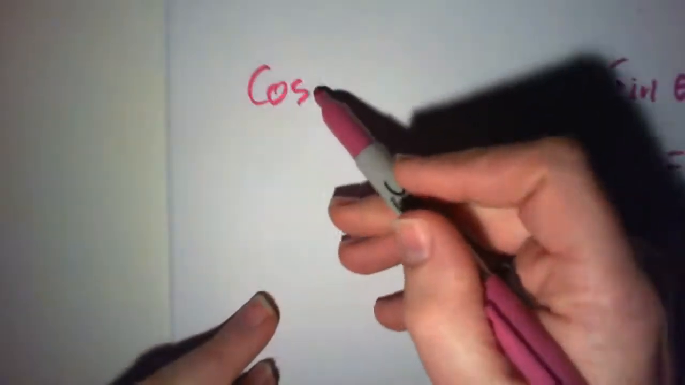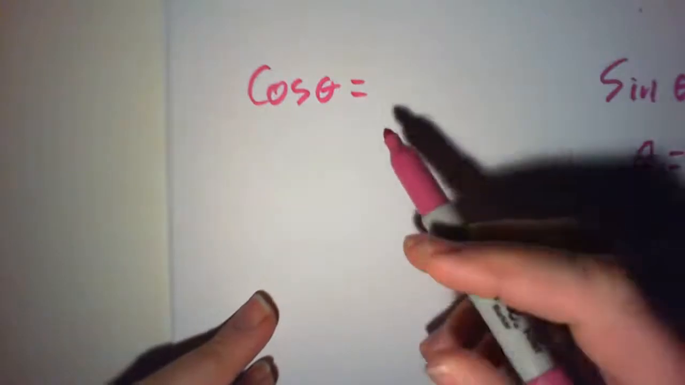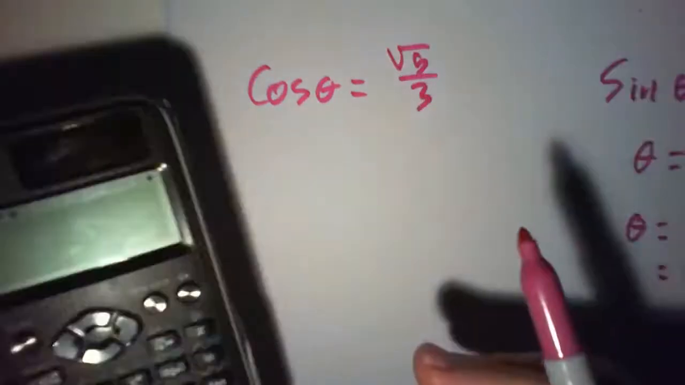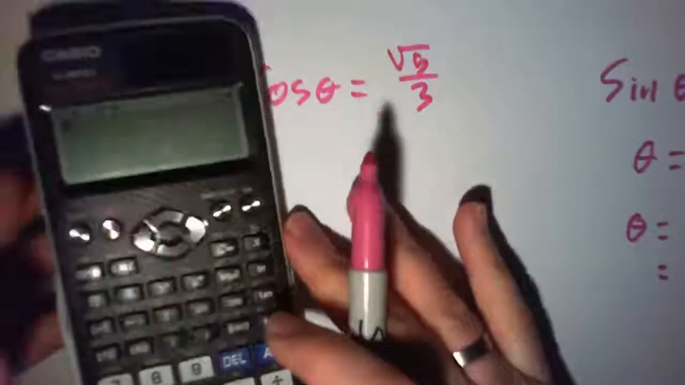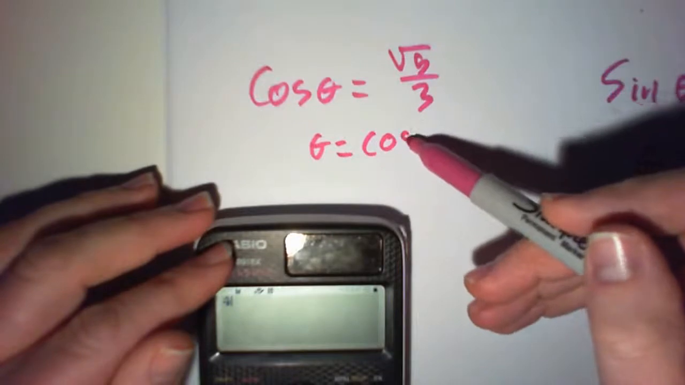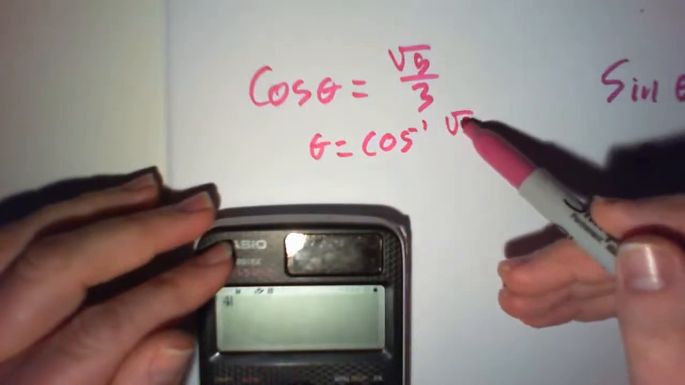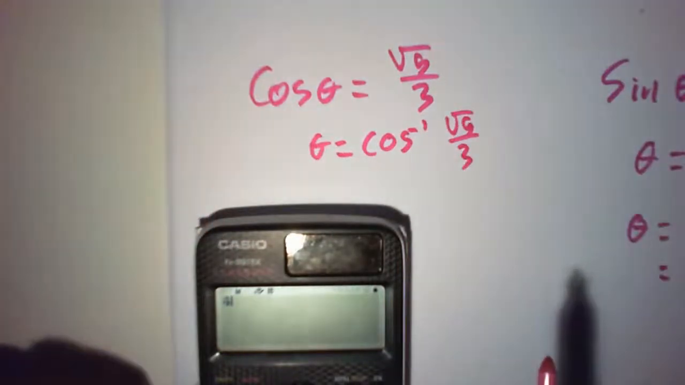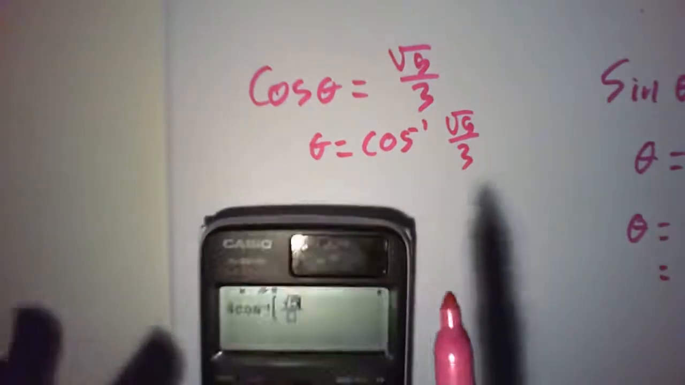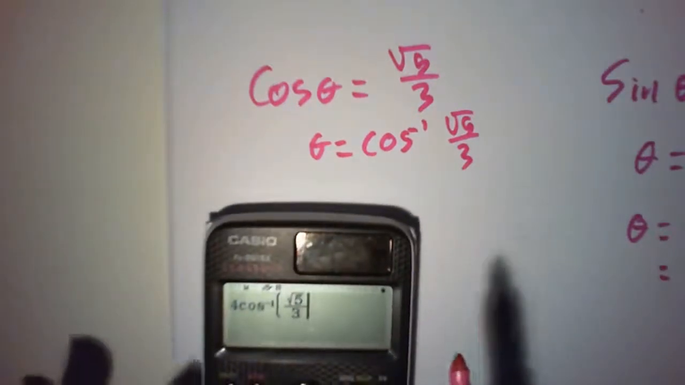So let's do the cos of the angle is root 5 over 3. Why not? Okay. So let's have a look at this one. Same thing again. The angle is going to be the cos inverse of root 5 over 3. Shift, cos button, fraction, square root 5 over 3, close bracket.